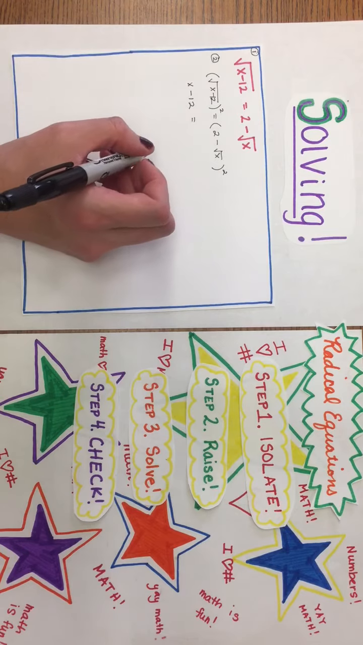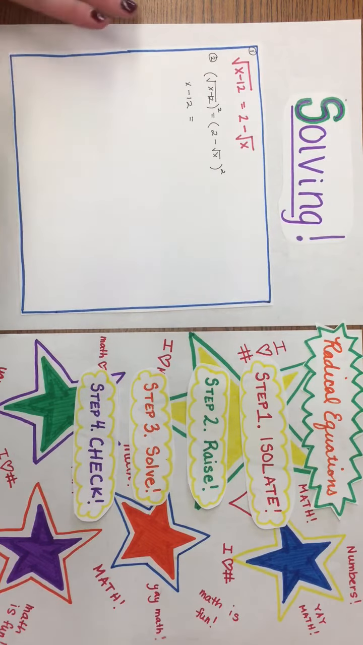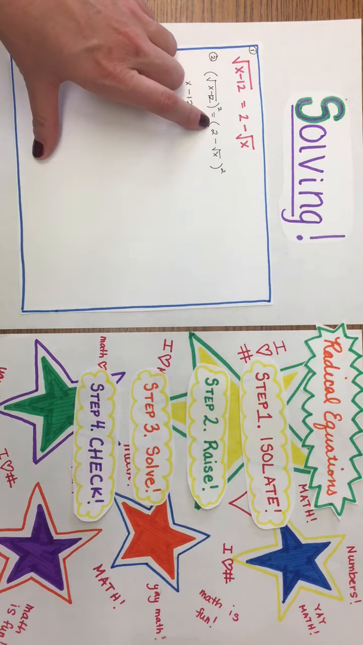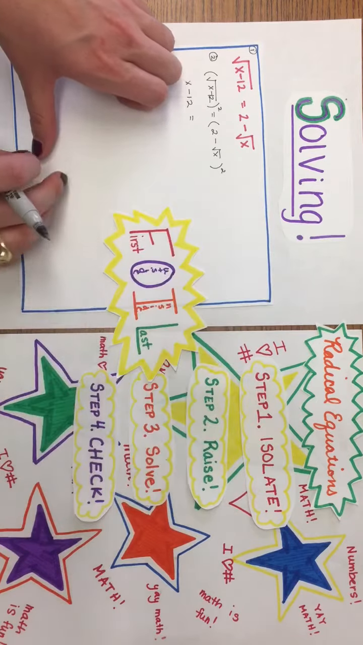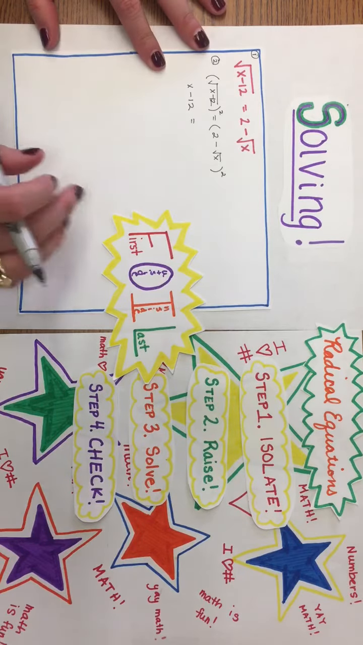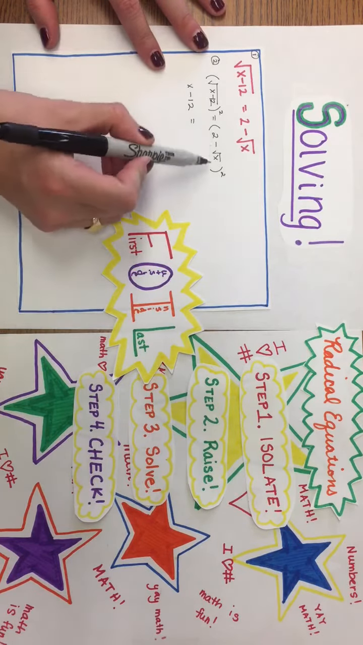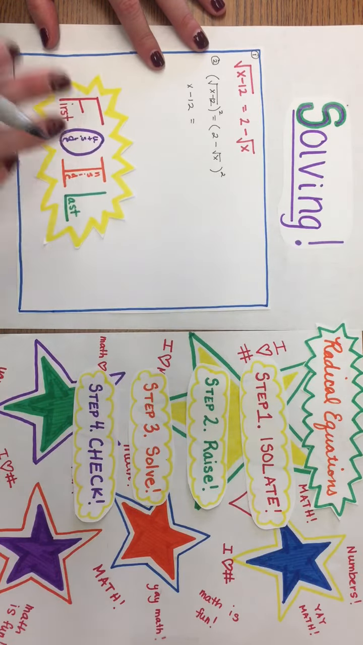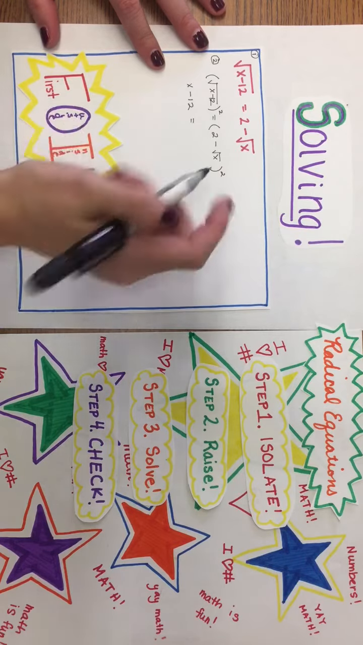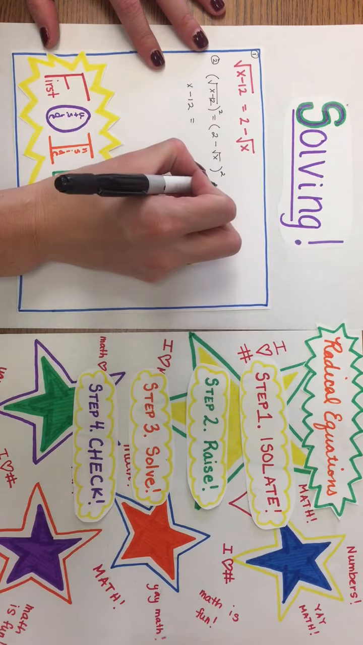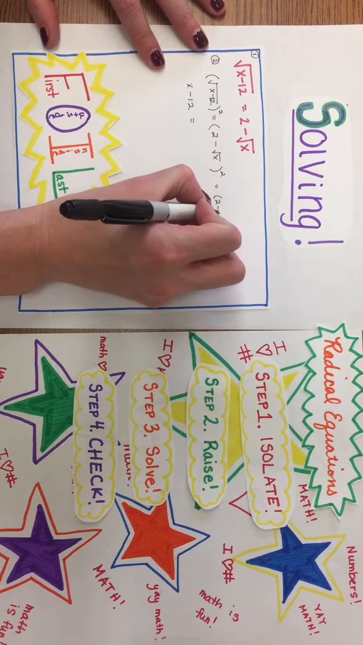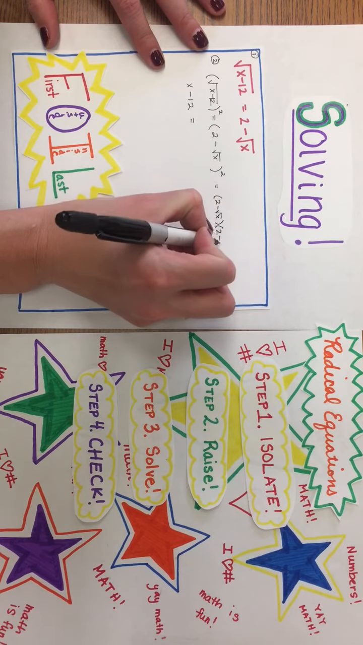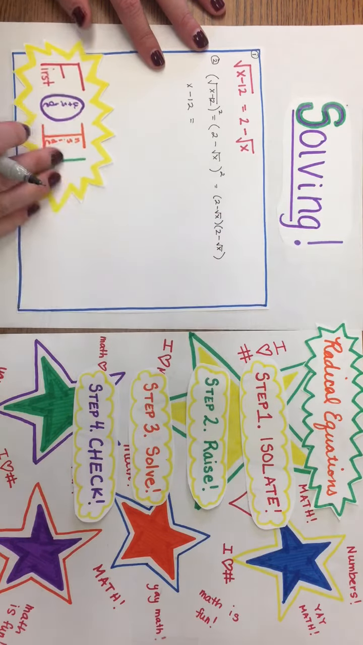But the right-hand side is a little trickier. I have two terms, so I need to FOIL this problem. FOIL, remember, two terms: first, outside, inside, last. So when I multiply out my first terms, let me write this out, 2 minus the square root of x times 2 minus the square root of x.